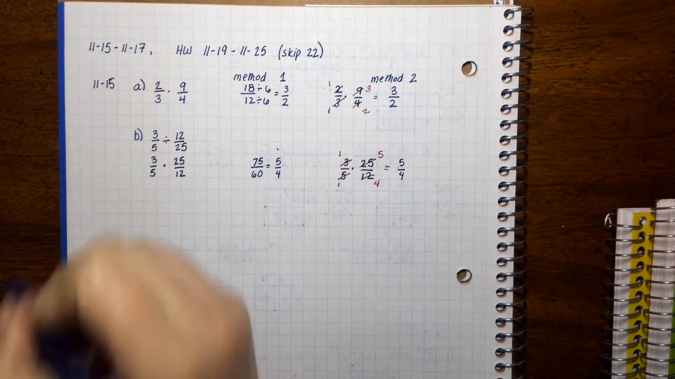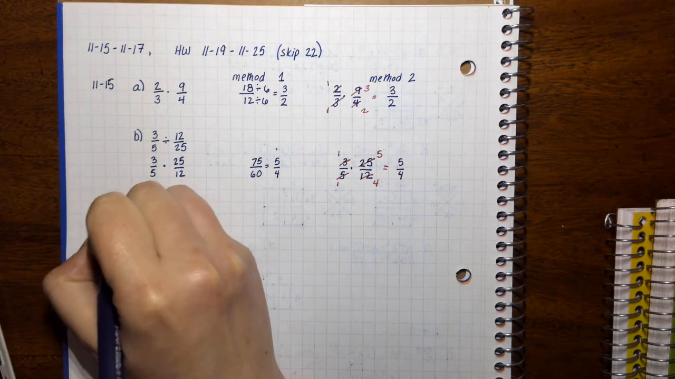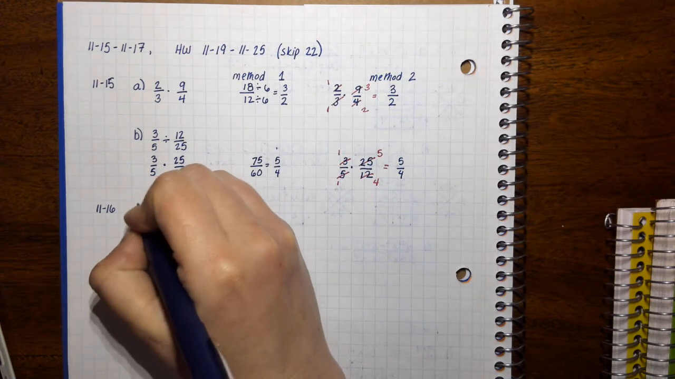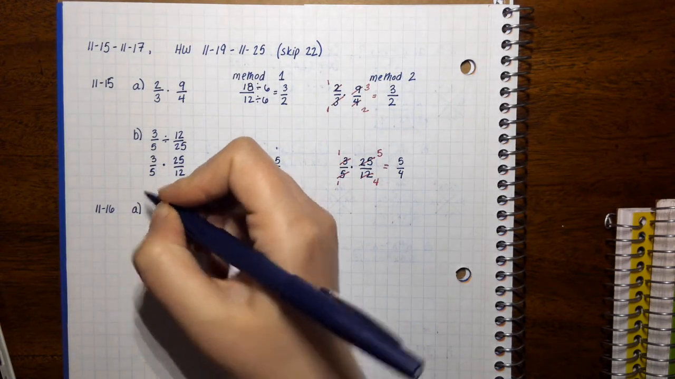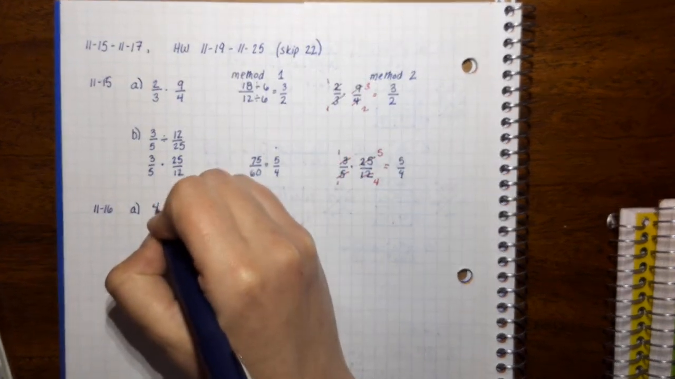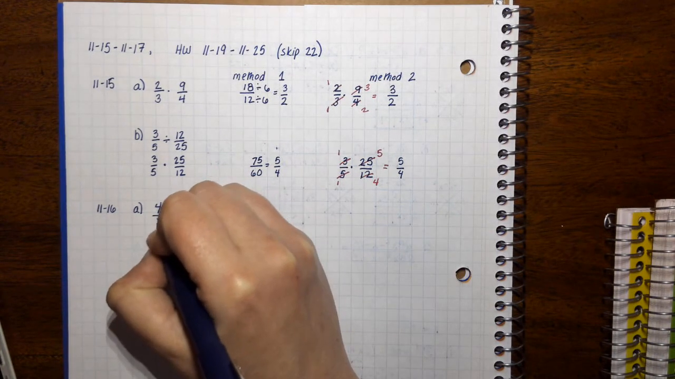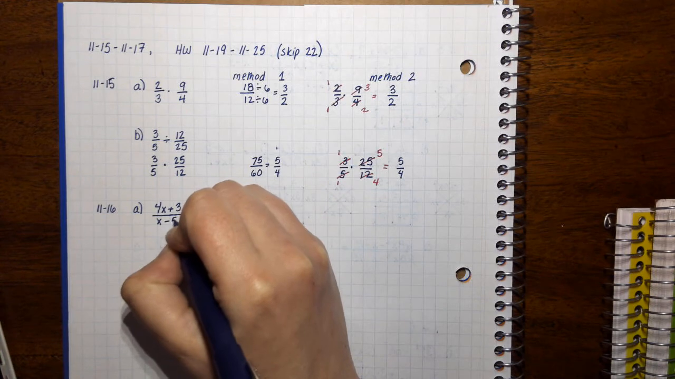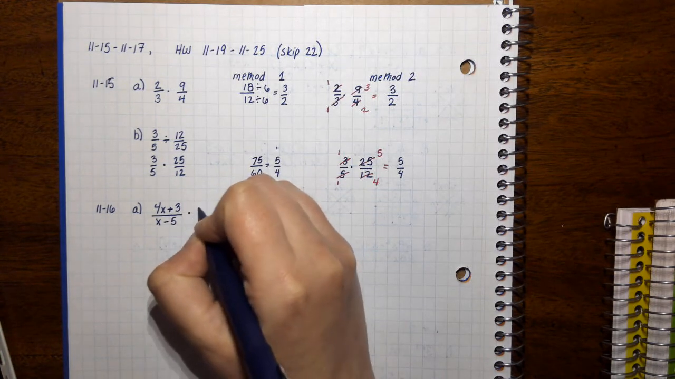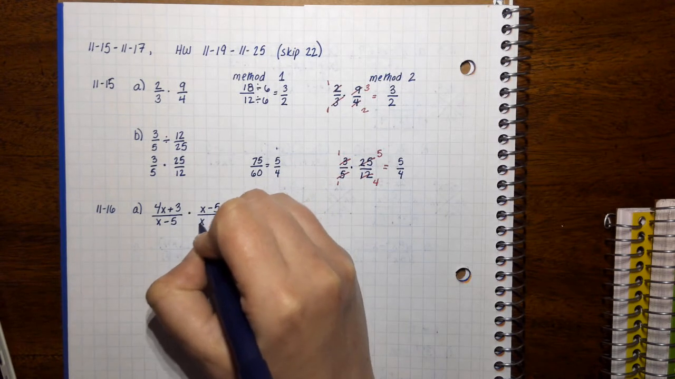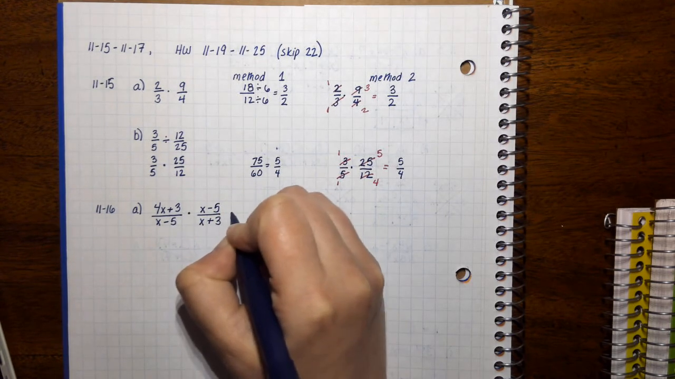Okay, so now we're going to take that information and apply it to rational expressions, which is our algebra work. And starting off pretty easy, 4x plus 3 over x minus 5 times x minus 5 over x plus 3.